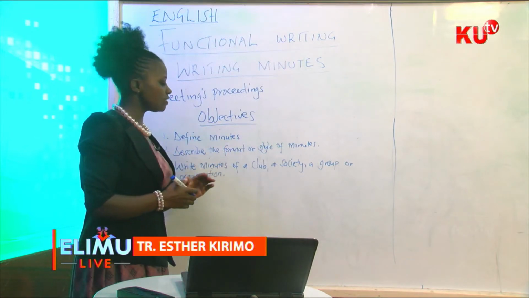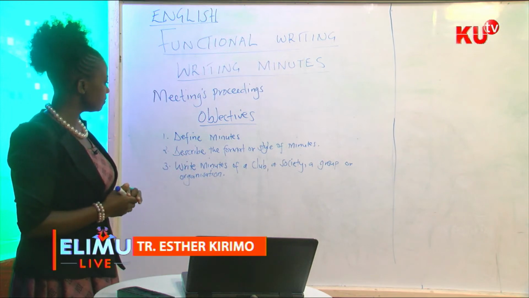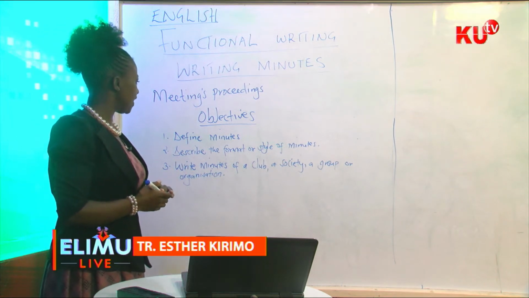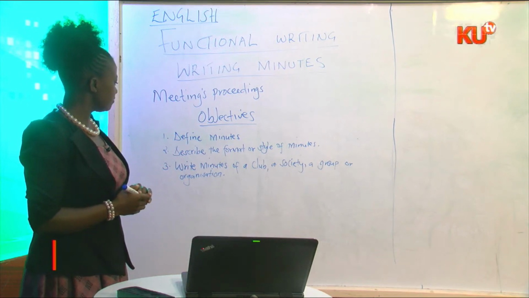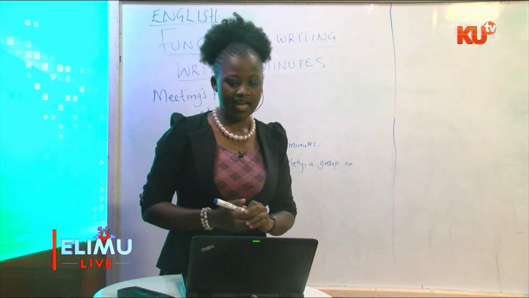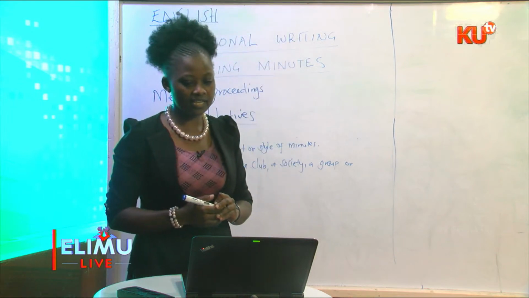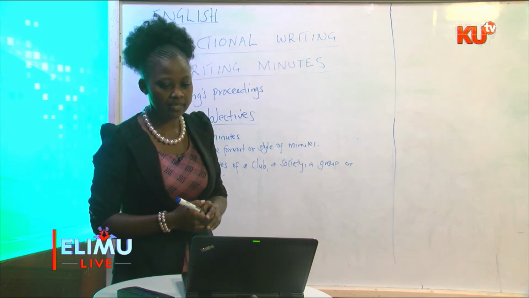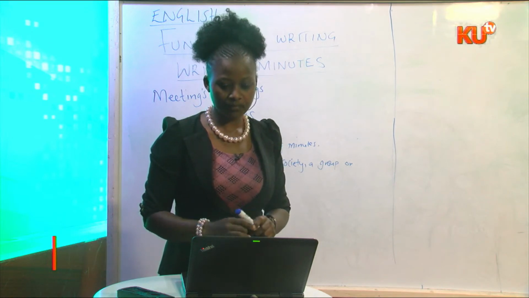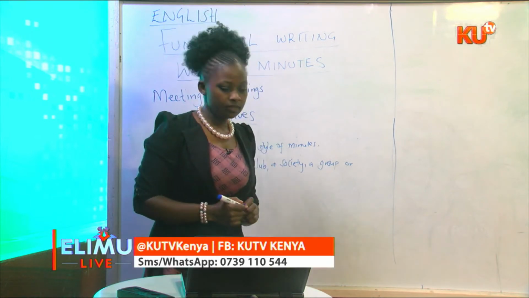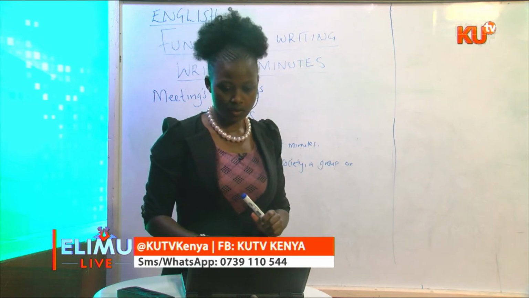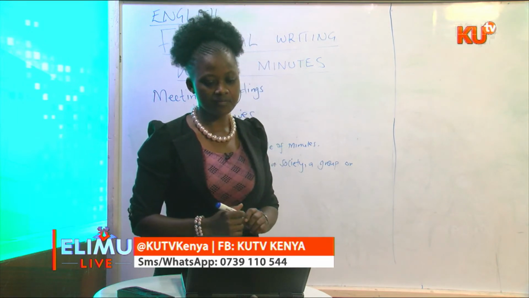Let's look at our objectives once again. Objective number 1, my learner, or our dear learners, is that you should be able to define minutes. Objective number 2 is describe the format or the style of minutes. And objective number 3 is that the learner should be able to write minutes of a club, a society, a group, or an organization. So the next thing we will do is look at the format or the style of writing minutes.